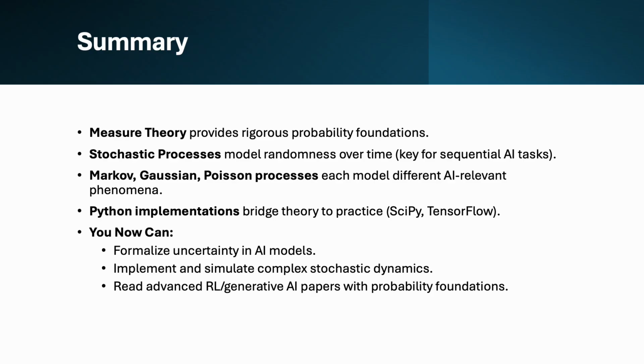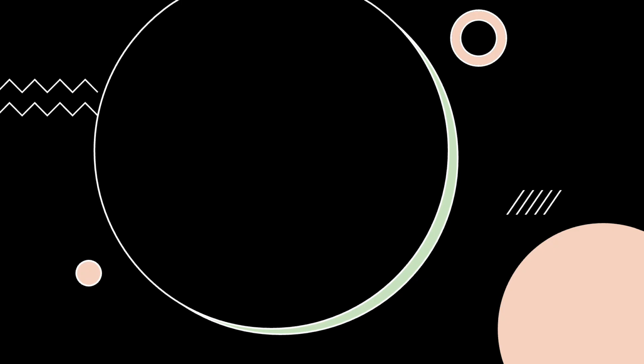And since now we are dealing with AI almost in every arena, Python implementation allows us to bridge theory to practice. SciPy and TensorFlow are some tools that you can look into to perform these tasks. Now you can formalize uncertainty in AI models, implement and simulate complex stochastic dynamics, and read advanced reinforcement learning and generative AI papers with probability foundations.